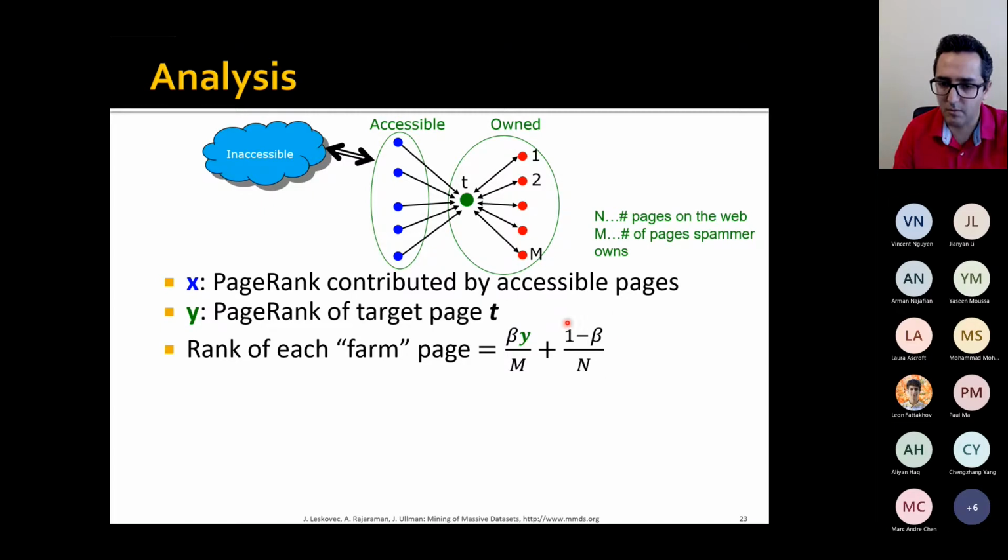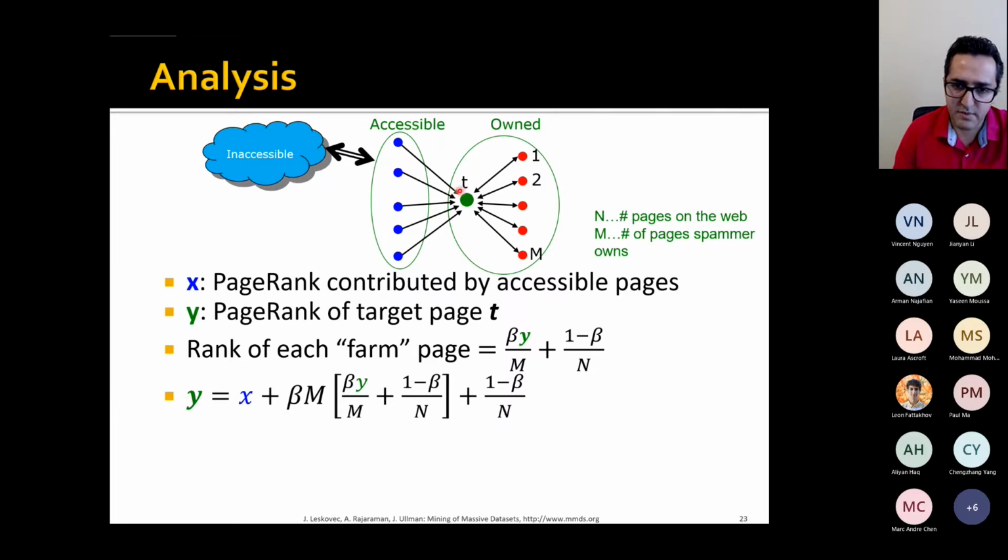And you know from previous lectures, that score is 1 minus beta over n, which is the total number of pages on the internet. So that's basically the total score of every red node that's owned by the spammer.